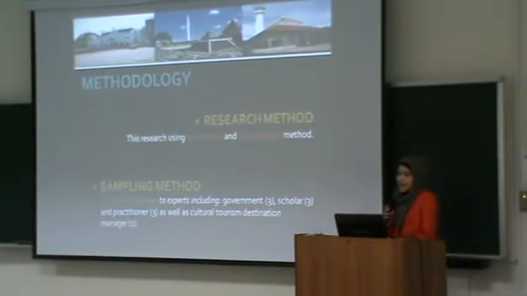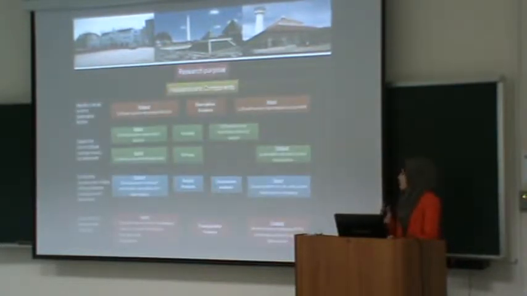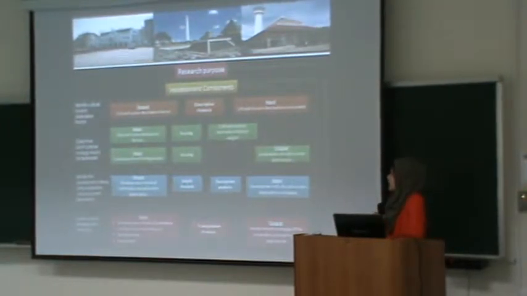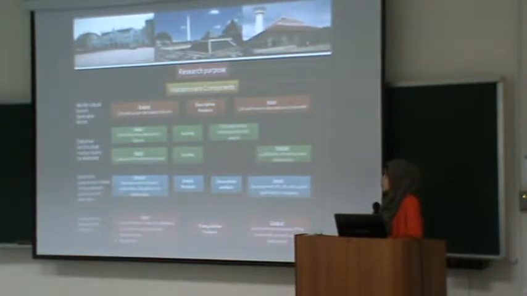And about my methodology, I will use qualitative and quantitative methods, using purposive sampling of experts including government, scholars, practitioners, as well as cultural tourism destination managers. Here we can see that I have four steps of analysis. First is to identify the cultural tourism destination factors, in which I will use the input of cultural tourism destination components derived from my literature review, and then I will do a descriptive analysis to make the output, which is the cultural tourism destination factors.